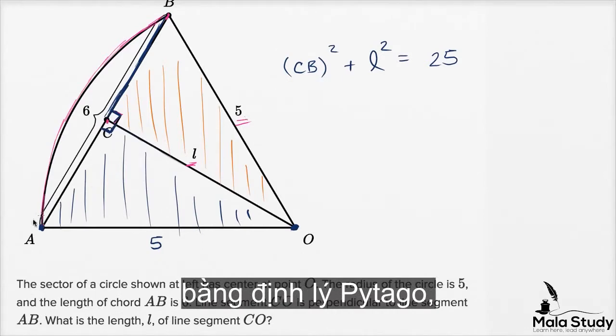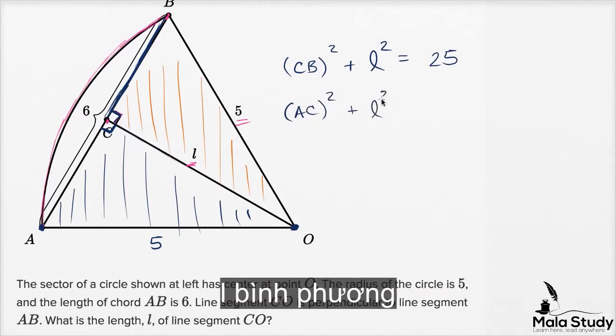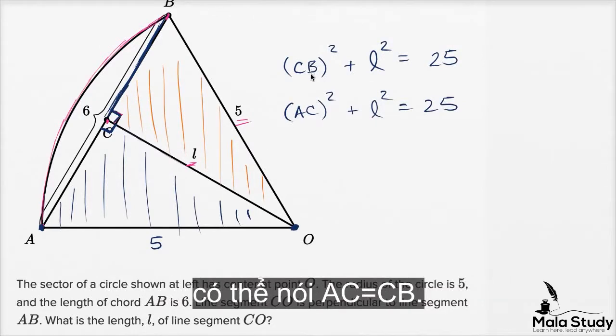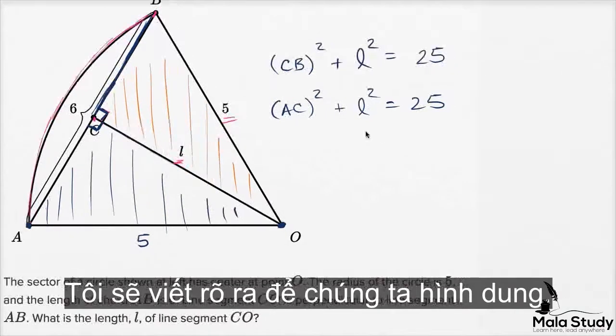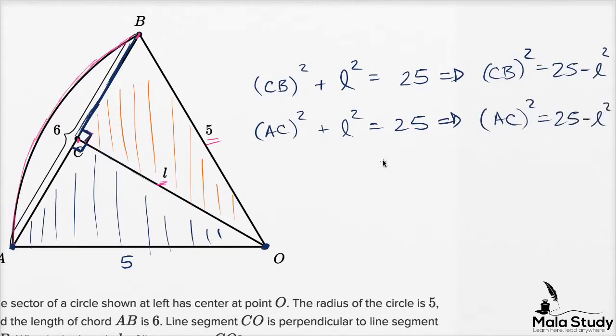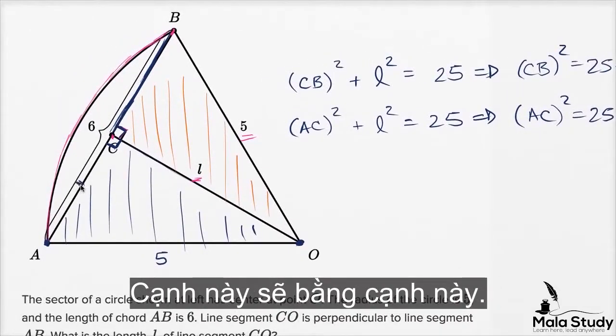So we could say just by the Pythagorean theorem, the length of segment AC squared plus L squared is equal to 25. So when you see it in these terms, you see very clearly that AC is going to be equal to CB. In fact, let me make that a little bit clearer. If we subtract L squared from both sides, CB squared is equal to 25 minus L squared. And we could write that AC squared is equal to 25 minus L squared. And so these two things are going to be equivalent.